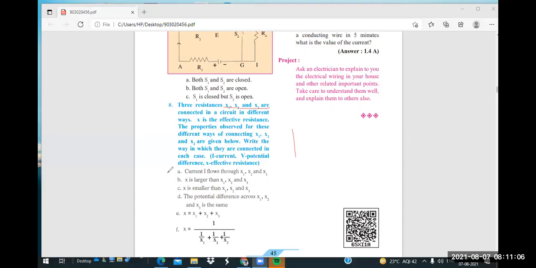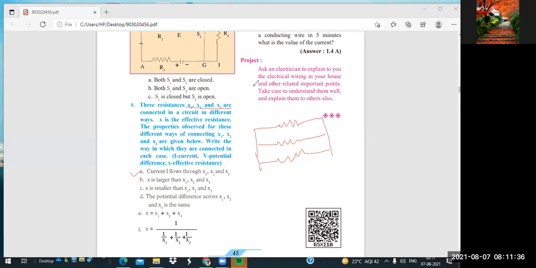When we speak about the first case A, current I flows through X1, X3, X2 and X3. If they are in parallel, then only it's possible. We have learned already: if they are parallel, then this current can be passed through all of them. If two are parallel and one is in series, then it's not possible; it depends on the circuit. So these all are parallel. The first answer is, in this case, X1, X2 and X3 are connected in series. Got it? Yes or no?